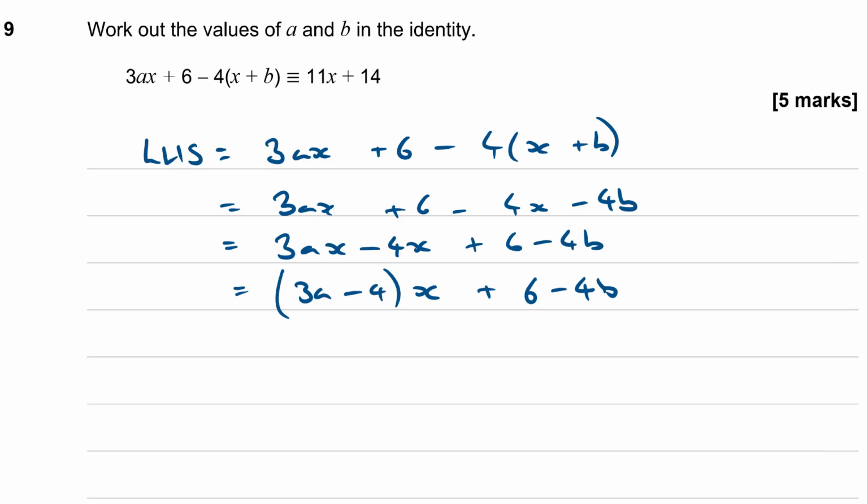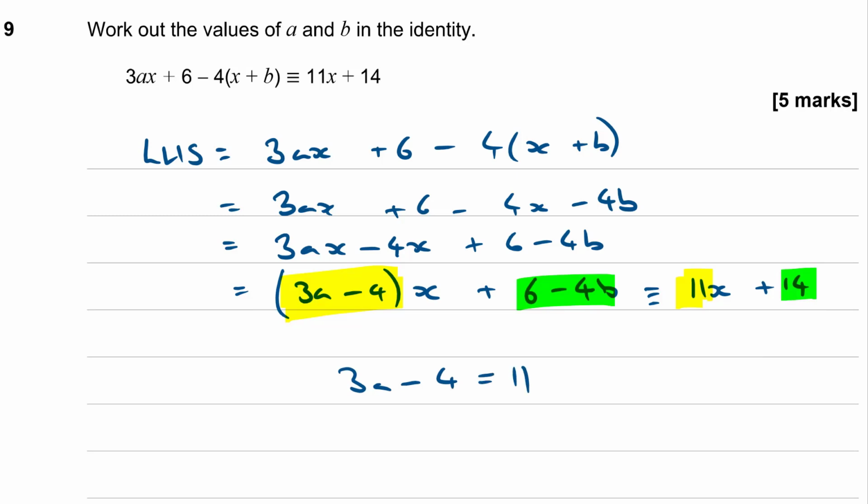Okay, now that is identical to 11x plus 14. So what I can do now is I can say, well, this coefficient of x here, if it's identical to the other expression, must be 11. And this constant I've got on the end must be the same thing as that constant over there. So I can form two equations now. I can say that 3a minus 4 is equal to 11. And I can say that 6 minus 4b is equal to 14.